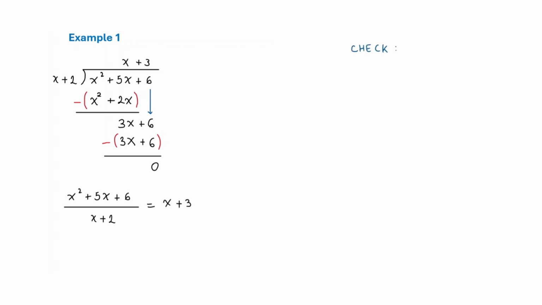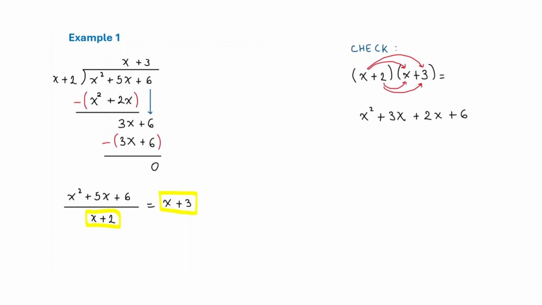Let's quickly check it. To check the answer, we multiply the divisor by the result we found. So we calculate x plus 2 multiplied by x plus 3. We need to expand the brackets. This means we multiply each term in the first bracket by each term in the second bracket. So x multiplied by x is x squared. x multiplied by 3 is plus 3x. 2 multiplied by x is plus 2x. 2 multiplied by 3 is plus 6. Then we collect like terms. 3x plus 2x is 5x, so we get x squared plus 5x plus 6. This matches the original polynomial, so our answer is correct.